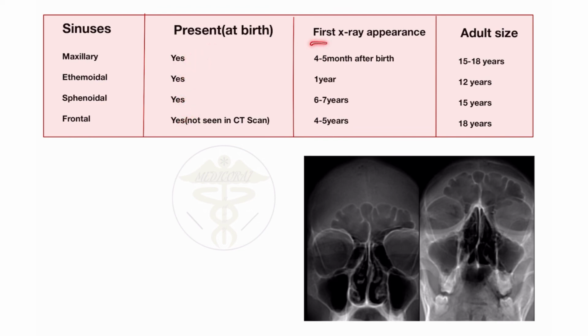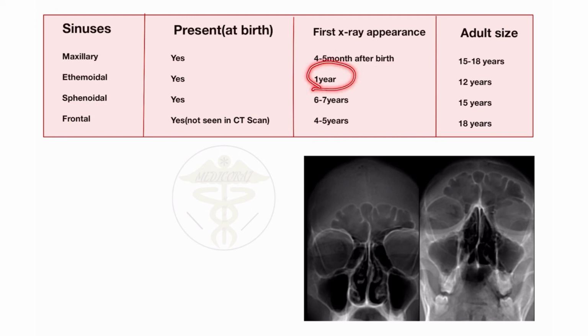Second is the first X-ray appearance. When you look at the first X-ray appearance, maxillary sinuses are visible 4 to 5 months after birth. In CT scan, all sinuses are visible except the frontal sinus at the time of birth. But in the X-ray, maxillary sinuses are visible after 4 to 5 months.